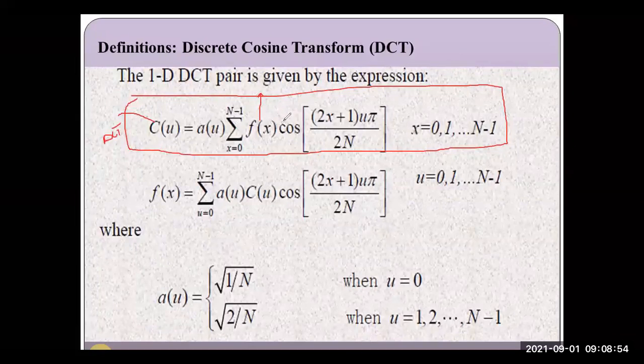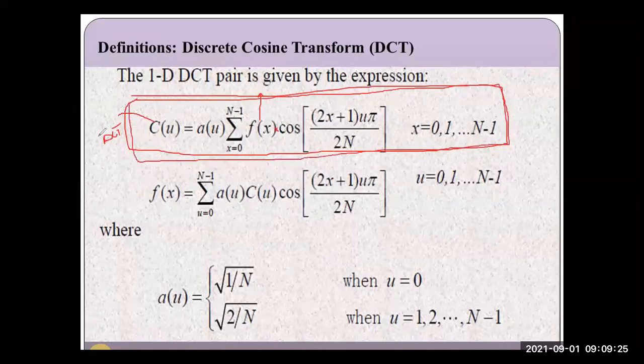It is multiplied by the cos of (2x plus 1) u pi by 2n. This is in terms of the real coefficient of the cosine function, which is the cos of (2x plus 1) u pi by 2n, where x ranges from 0, 1 to n minus 1. This formula denotes the one-dimensional DCT, discrete cosine transformation.